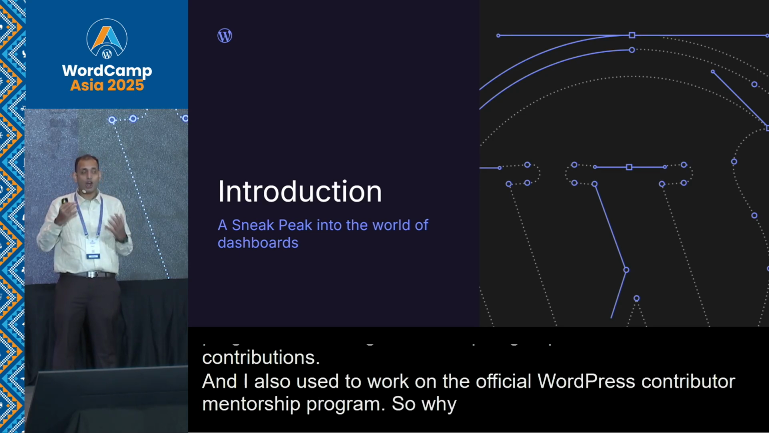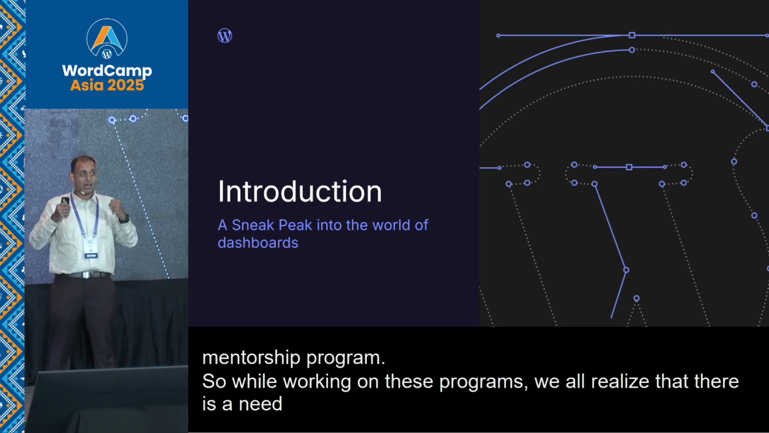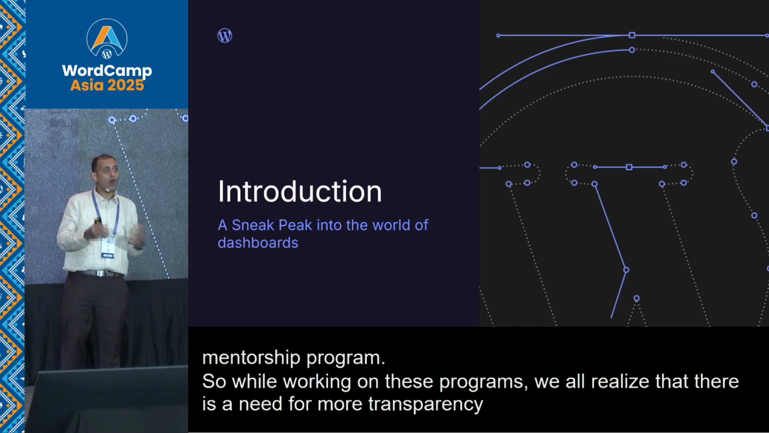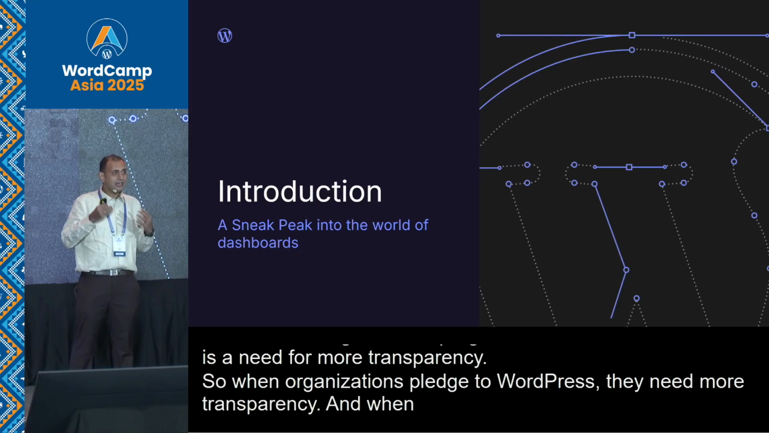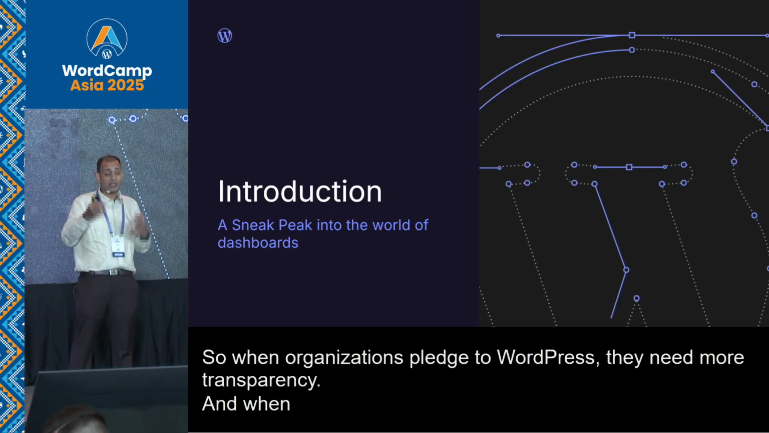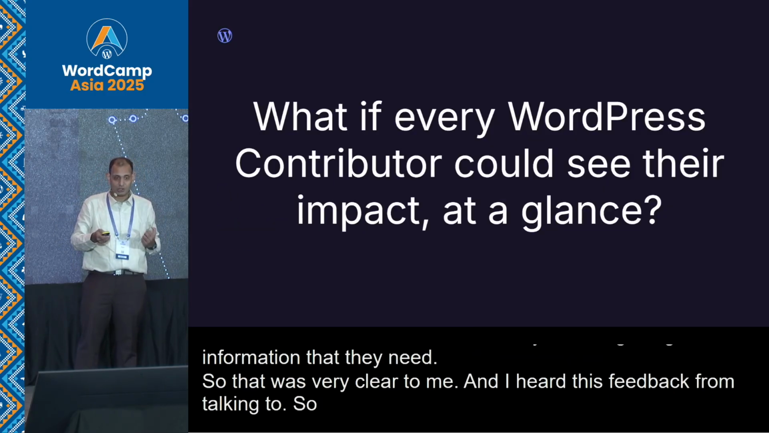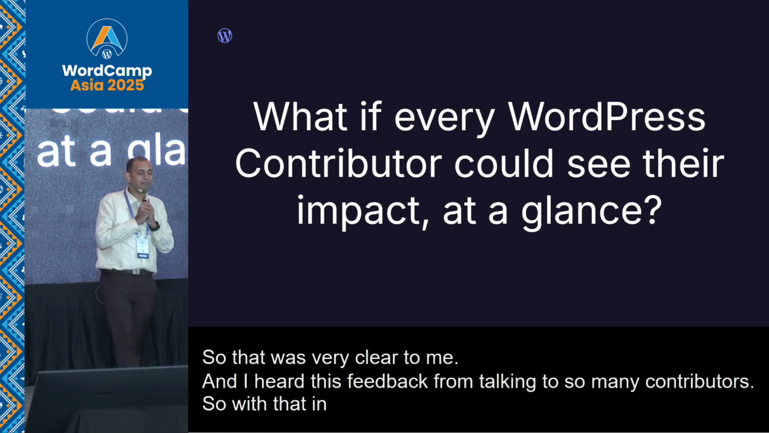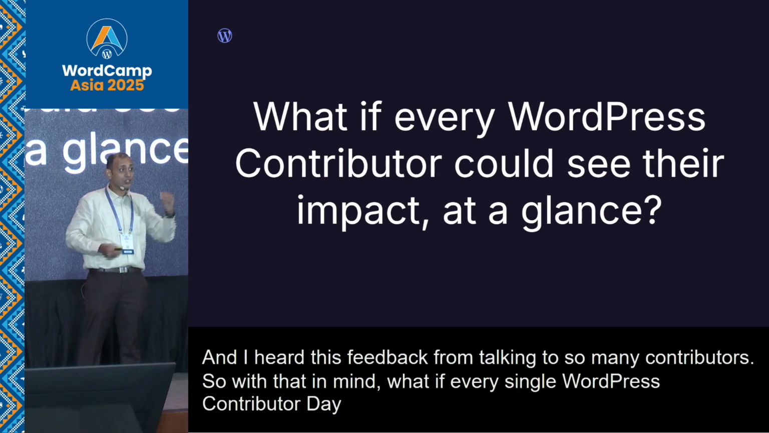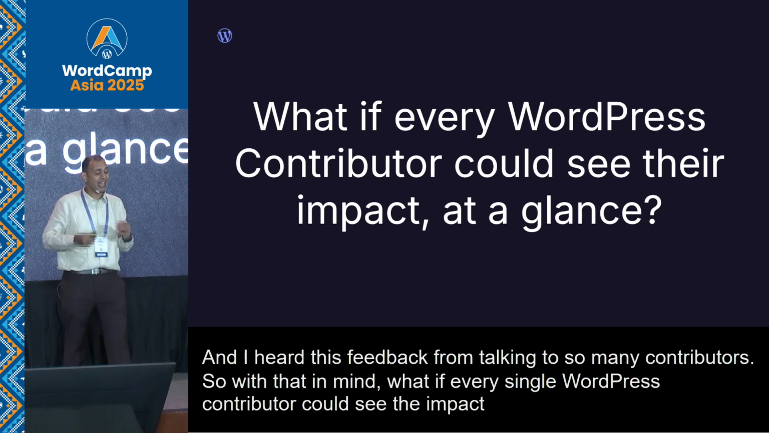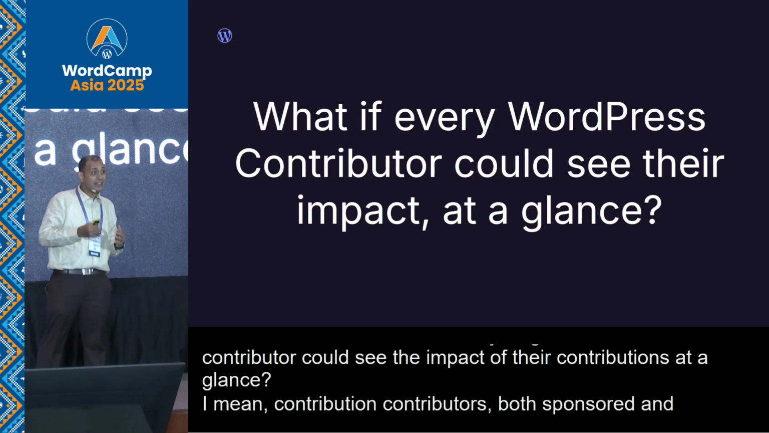So while working on these programs, we all realized that there is a need for more transparency. So when organizations pledge to WordPress, they need more transparency. And when contributors contribute, they are not getting the information that they need. So that was very clear to me. And I heard this feedback from talking to so many contributors. So with that in mind, what if every single WordPress contributor could see the impact of their contributions at a glance? I mean, contributors, both sponsored and non-sponsored, they do a lot for the project.